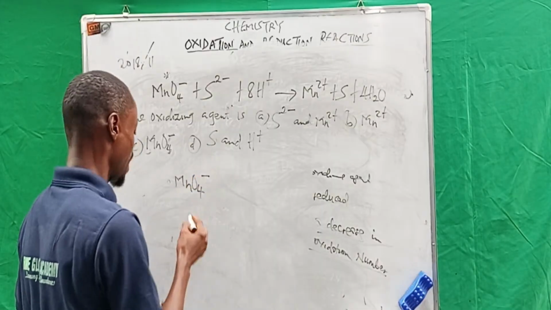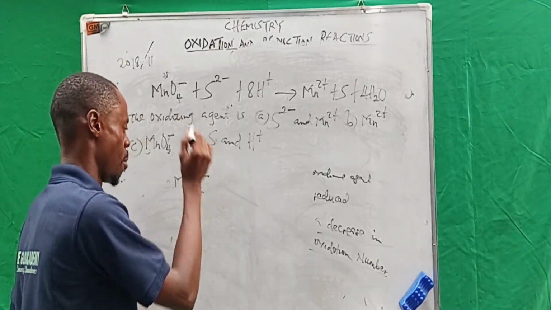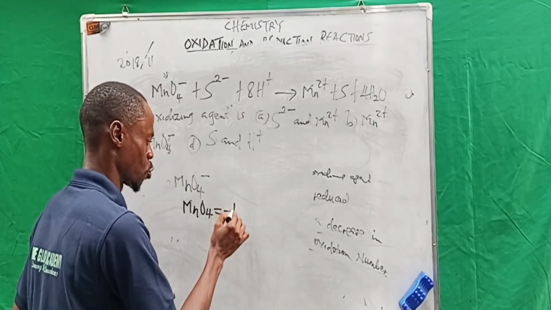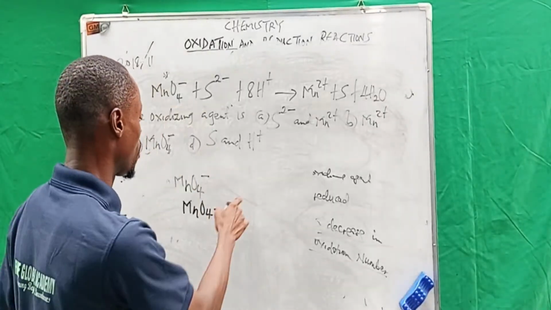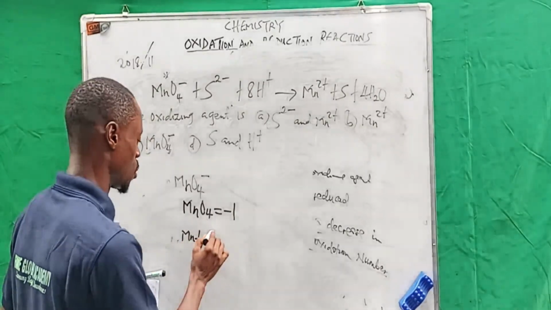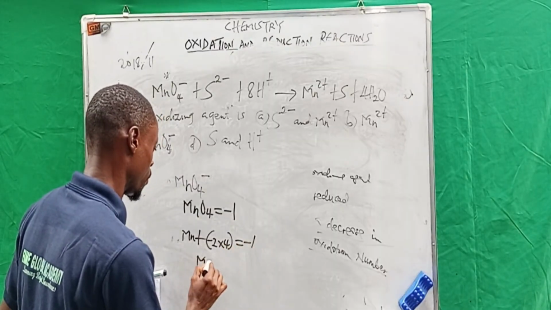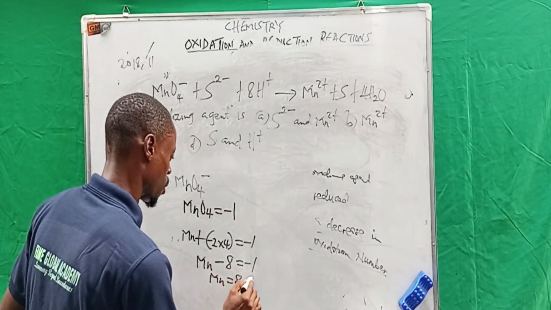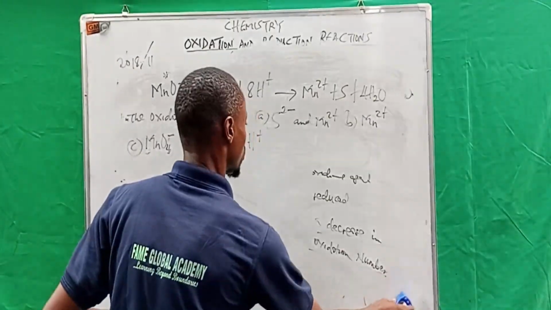MnO4 minus. Let's determine the oxidation number of manganese in MnO4 minus. Now we do it this way. MnO4 is equal to minus 1. The oxidation number of any species that is bearing charge must be equated to the number of charges that it is carrying. We have Mn plus the oxidation number of oxygen, which is minus 2, times 4 atoms, equal to minus 1. We have Mn minus 8 equal to minus 1. Mn is equal to 8 minus 1, which is equal to 7.